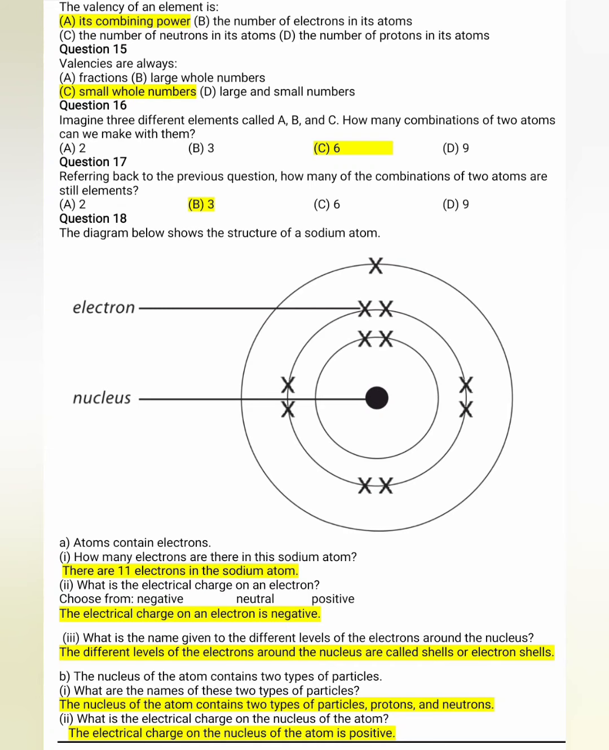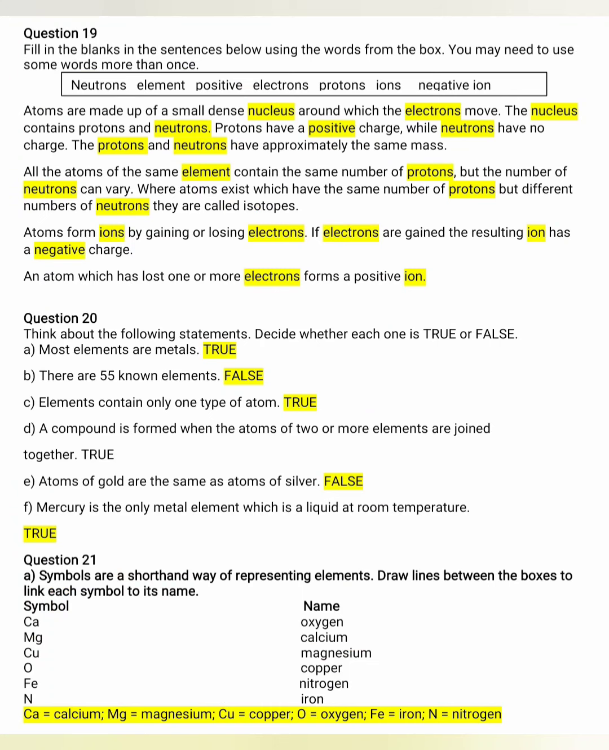Now we are doing question number 20. Question number 20 is actually the true false. Most elements are metals. True. There are 55 known elements. False. Elements contain only one type of atom. True. The compound is formed when the atoms of two or more elements are joined. True. Atoms of gold are the same as atoms of silver. False. Now, F. Mercury is the only metal element which is liquid at room temperature.